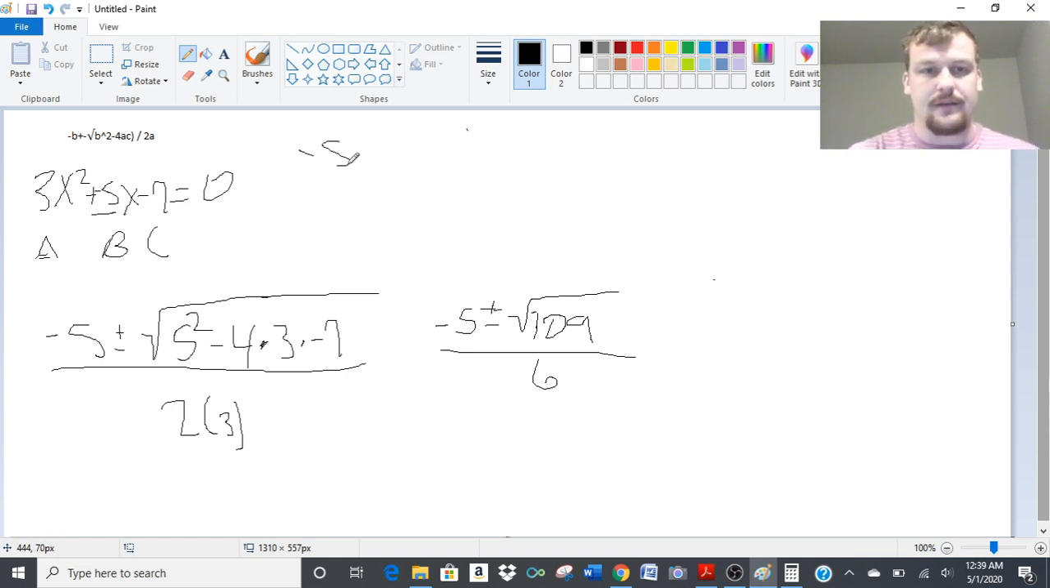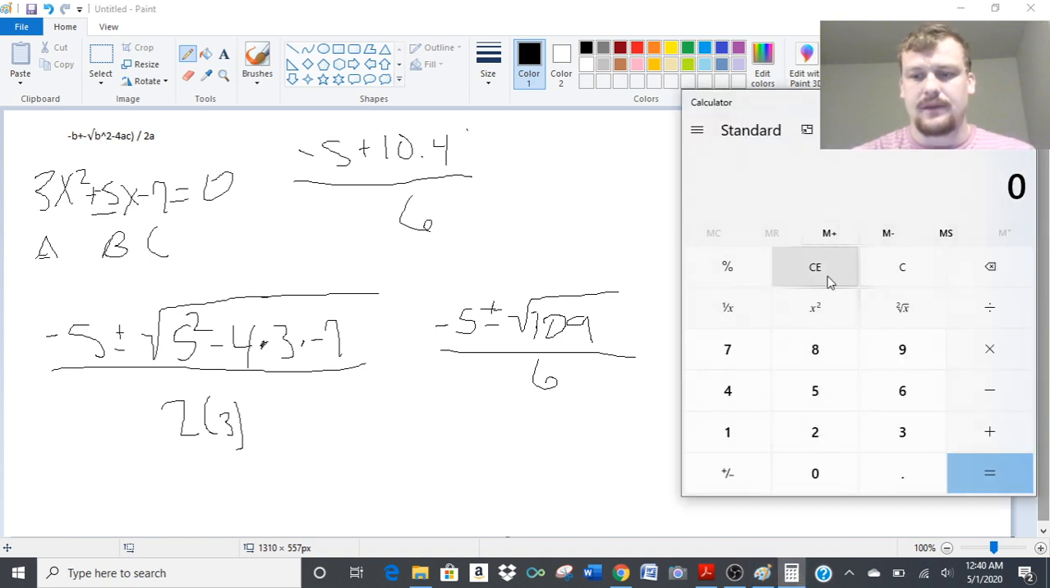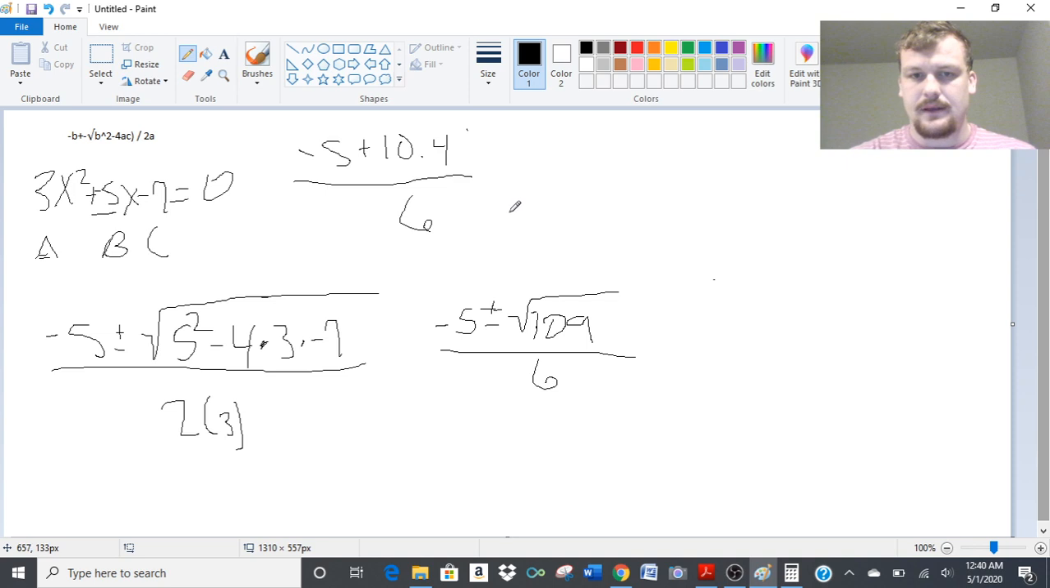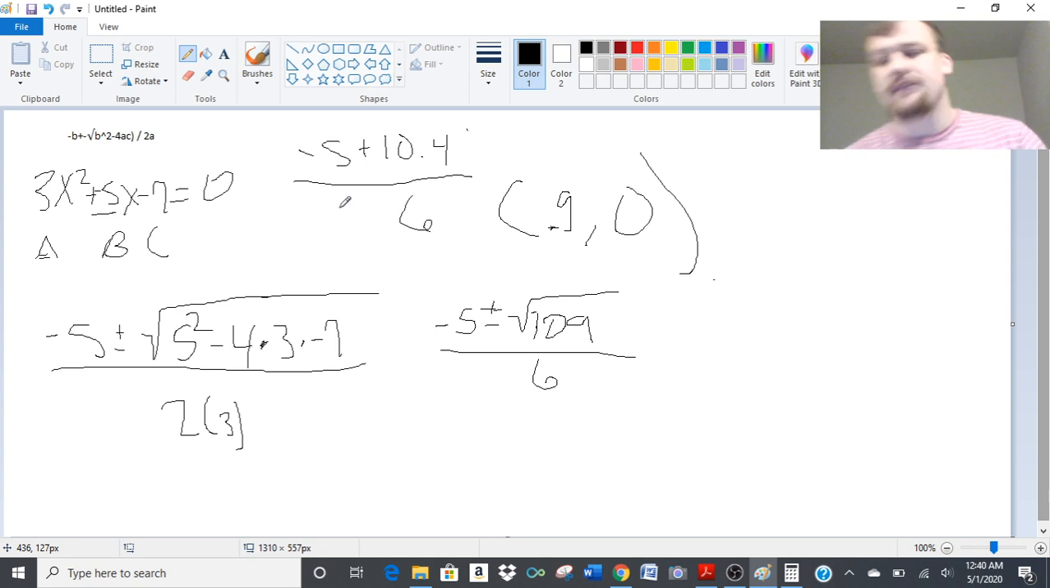So we have -5 plus the square root of 109, which we said was 10.4, divided by 6. So then we have -5 plus 10.4 equals 5.4 divided by 6. We get 0.9. So that means this one is 0.9, not quite to 1, comma 0, which I know looks like a G, but that's a 0. So yeah, that's how you find it.